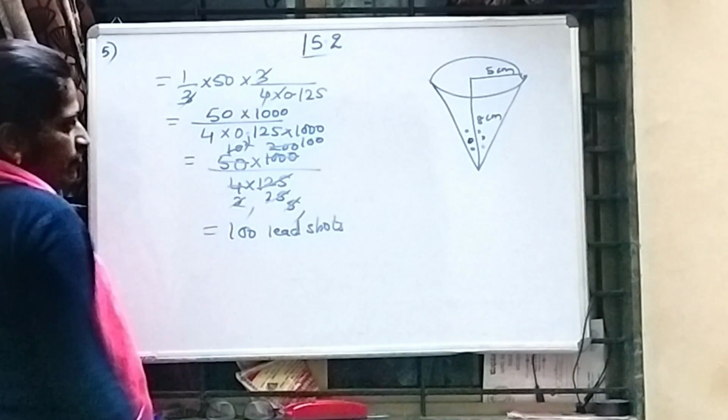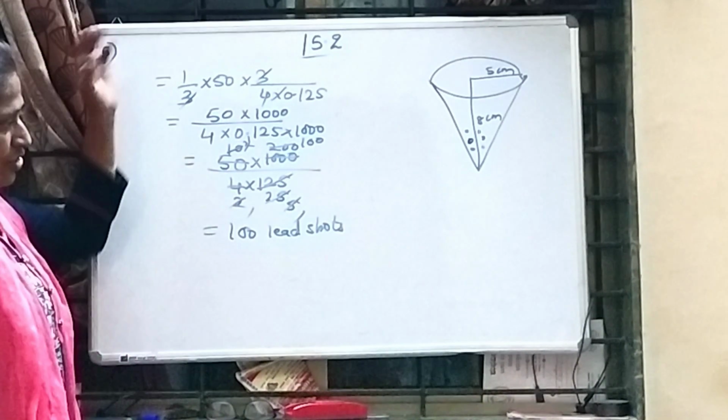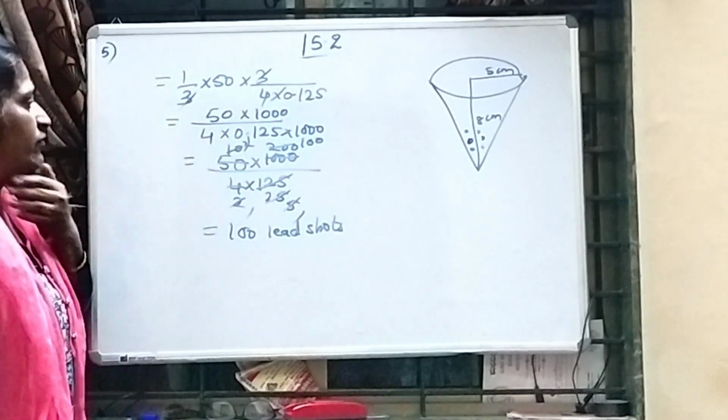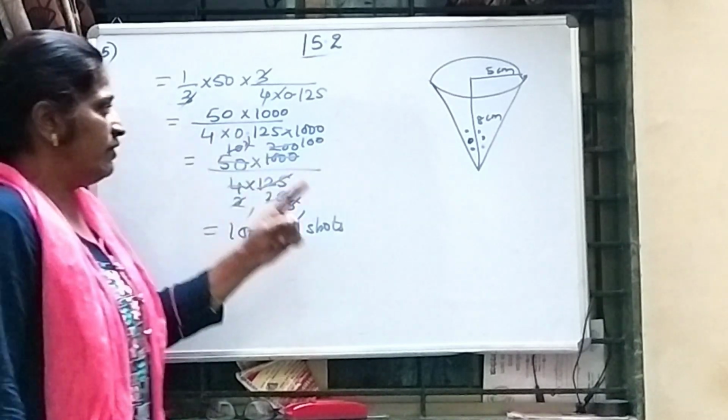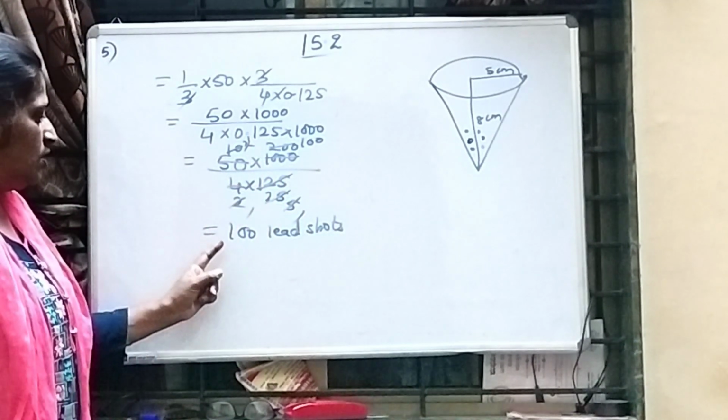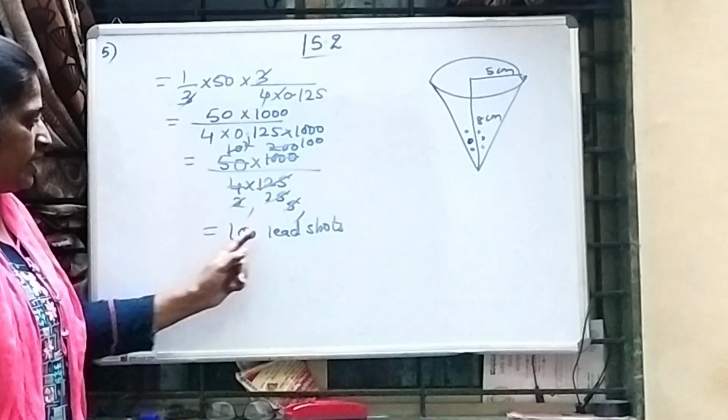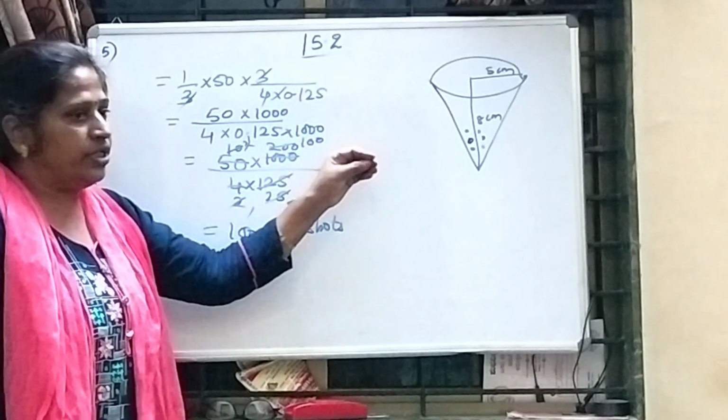So after the lead shots are put into the water, 1/4 of the water flows out. That 1/4 of water is equal to the number of lead shots, that is, 100 lead shots are put in the bowl.